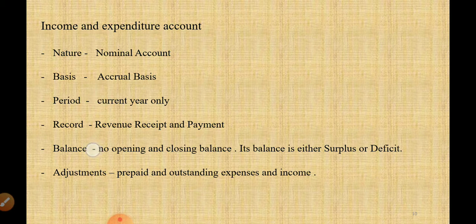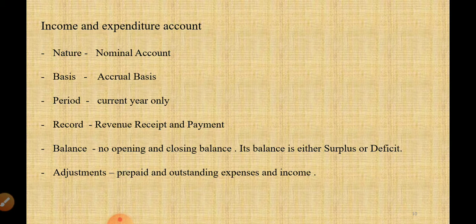Balance. I told you, the income and expenditure account doesn't have an opening or closing balance. It has either surplus or deficit. See, when you prepared the profit and loss account last year, you had profit on the debit side, so surplus will come on the debit side, and you have loss on the credit side, so deficit comes on the credit side.